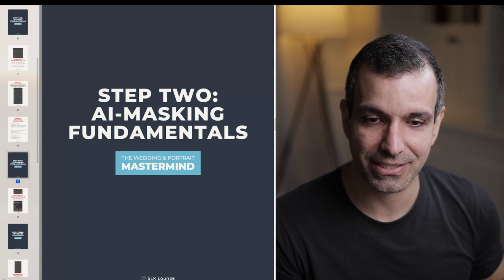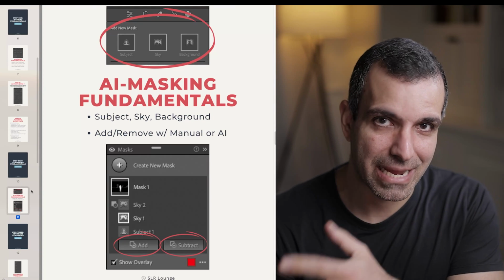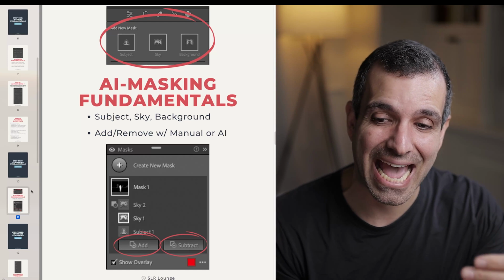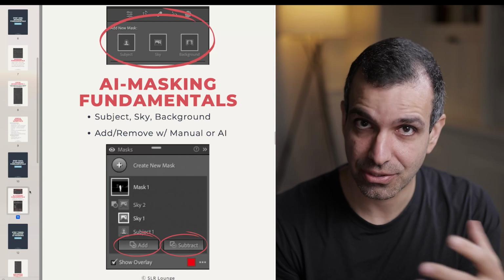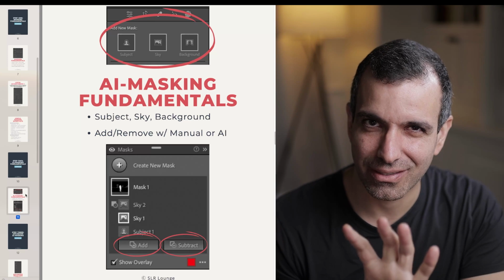Okay, I'm going to select a different image. And what I wanted to show here is subject, sky, background, which we've done a little bit of, but I also want to show you advanced options of adding and subtracting to those AI masks, which can be a little bit confusing at first.